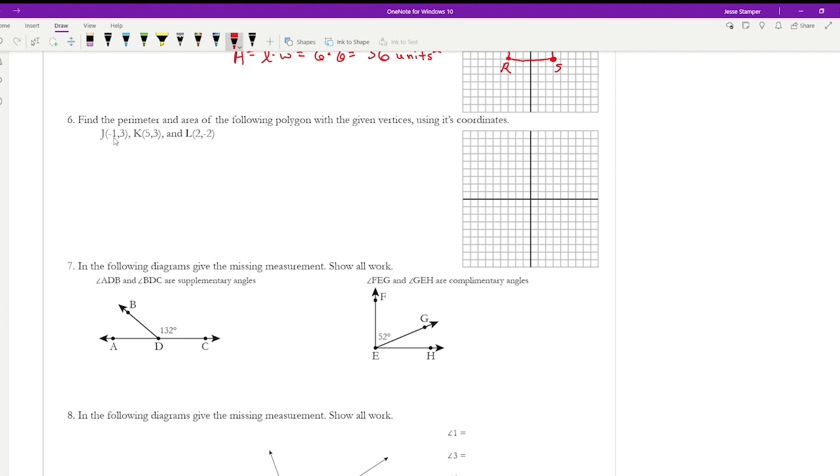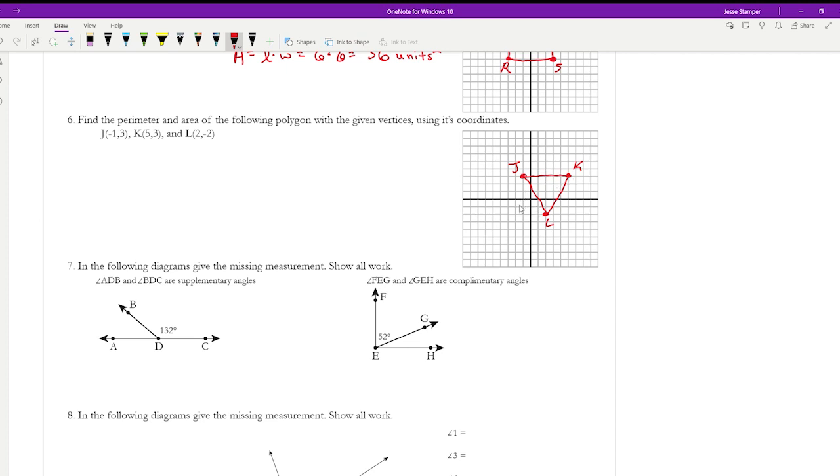Now we need to mark J. J is negative 1, so left 1, up 3, and that's point J. K is right 5 and up 3 because it's positive 5. 1, 2, 3, 4, 5, up 3. So there's K. And then L is a positive 2 and then a negative 2. So we're going to put it down here, L. Then we're going to try and connect these points.